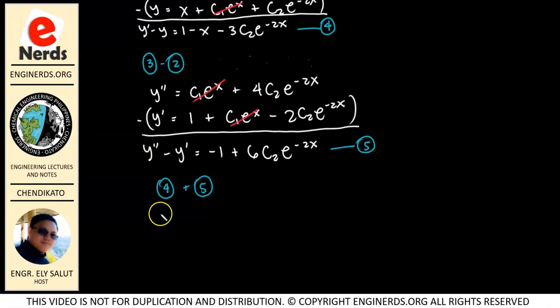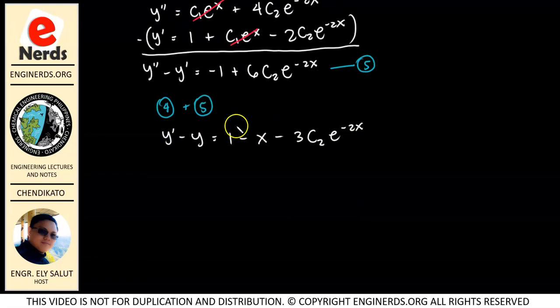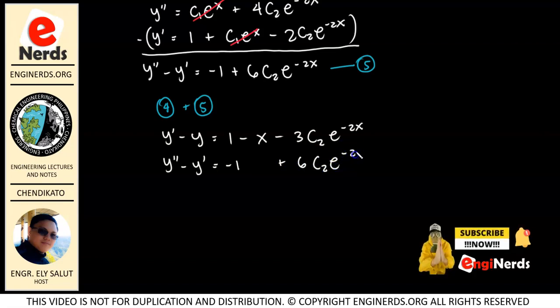Our equation 4 is y prime minus y is equal to 1 minus x minus 3 C2 e to the negative 2x. And then our equation 5 is, ito yung ating equation 5, we have y double prime minus y prime is equal to negative 1, then plus 6 C2 e to the negative 2x. Okay? Alright, so we're going to add this.